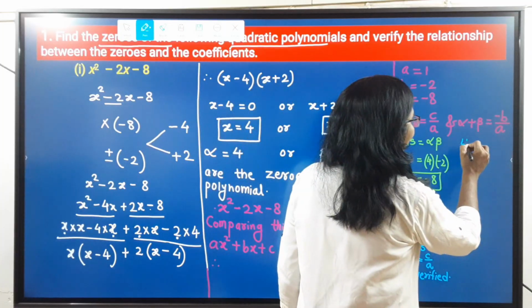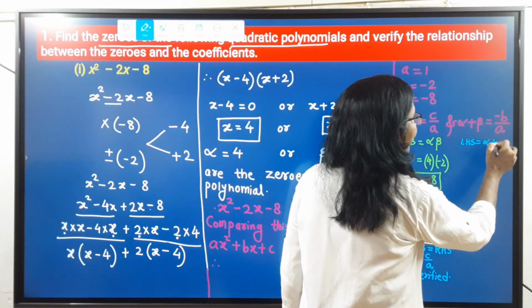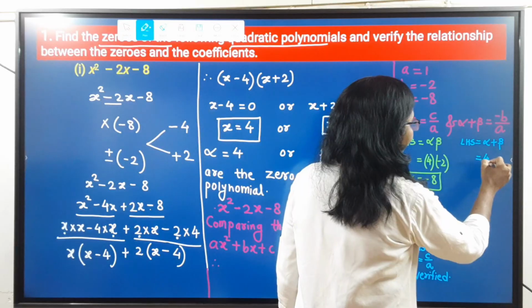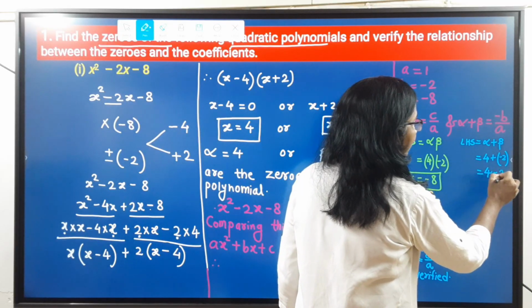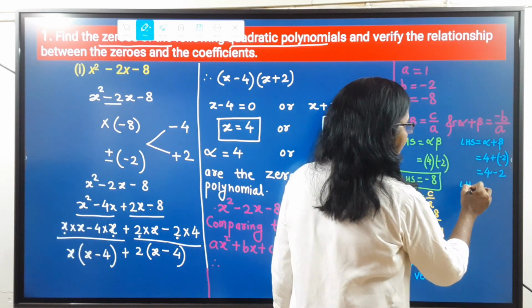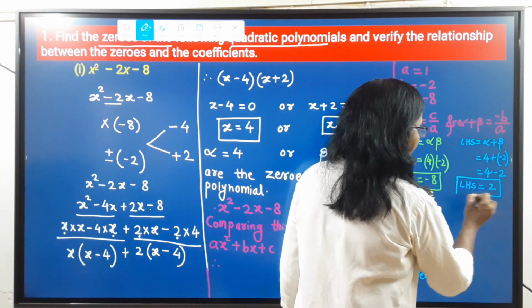Now here I write down LHS. LHS is equal to alpha plus beta. So here students, alpha is 4 plus minus 2, that means 4 minus 2. That means LHS is equal to 2.